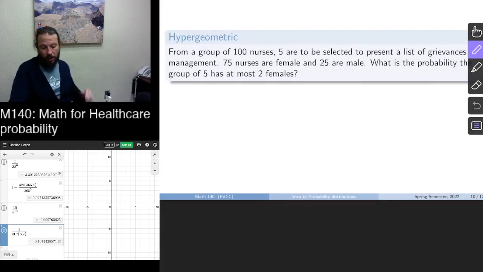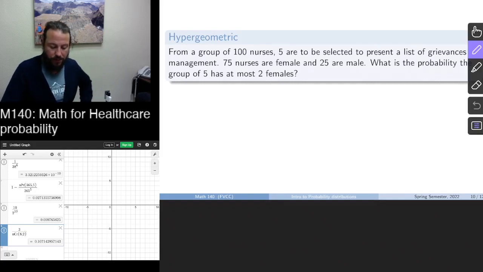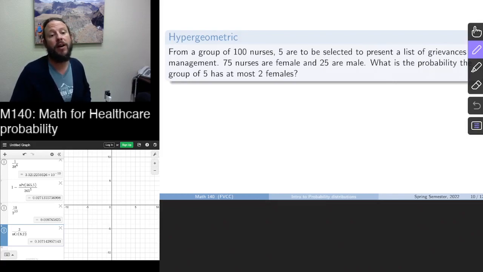Here we got a group of 100 nurses. 5 are to be selected to present a list of grievances to management. 75 nurses are female and 25 are male. What is the probability the group of 5 has at most 2 females?